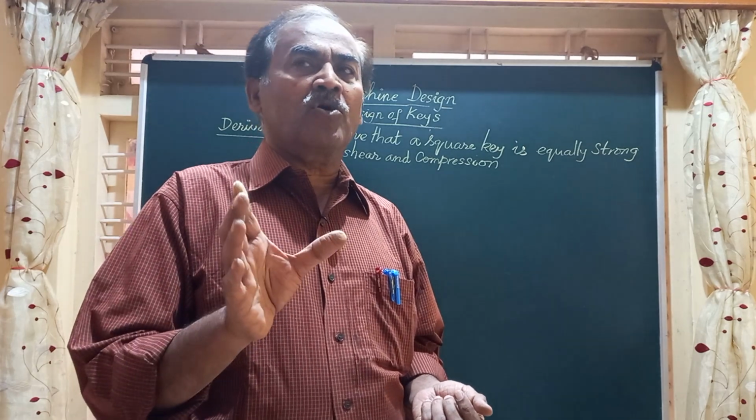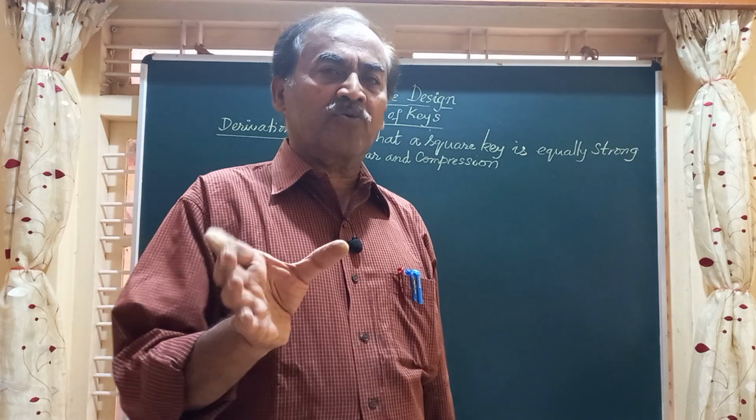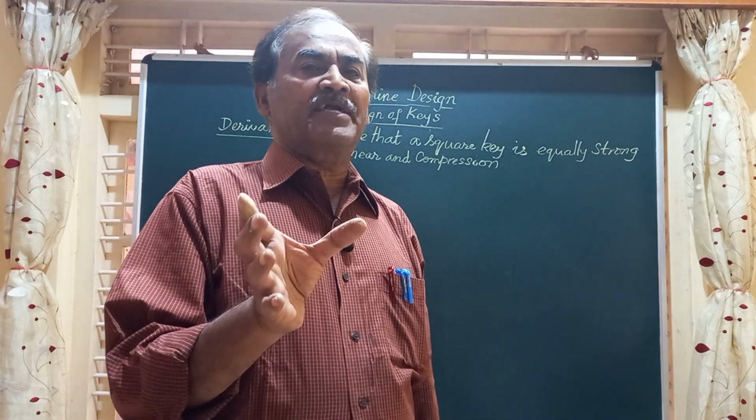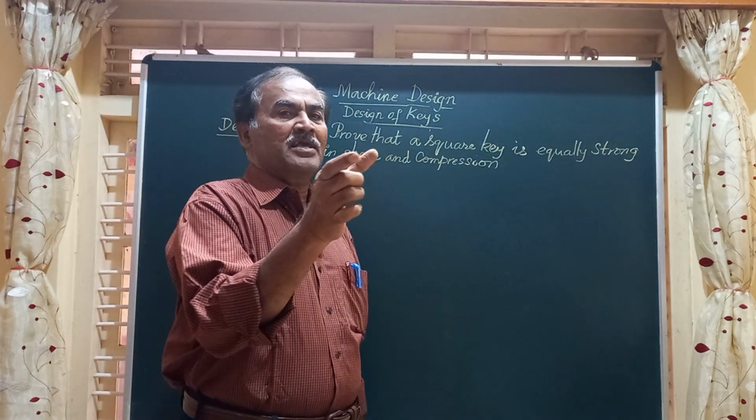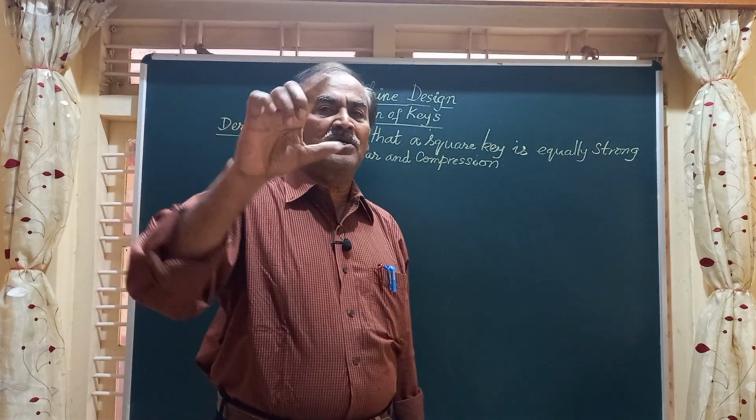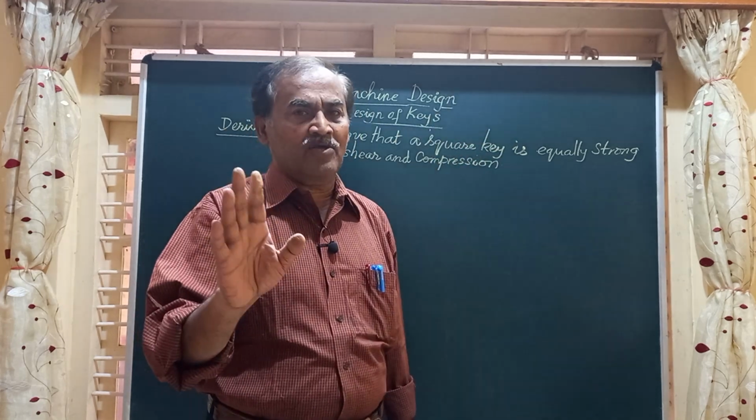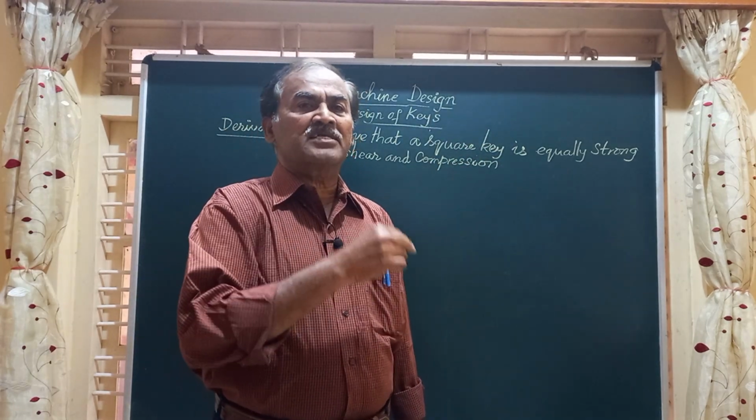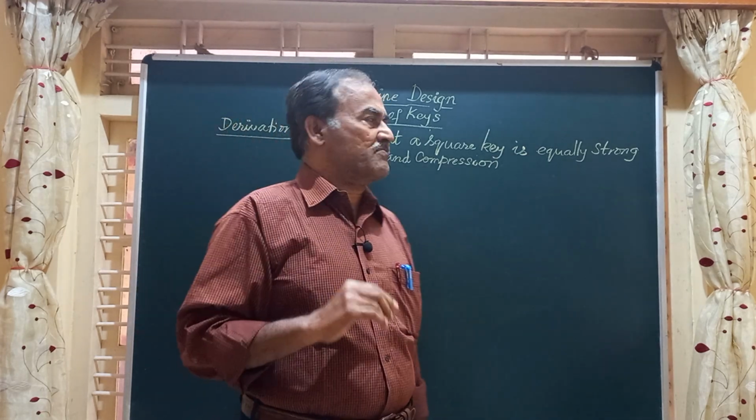First of all, we should know what a square key is. Friends, by definition, a square key is a machine element having a square cross section. That is, it will have width b and height h. Width is b, height h, and the length of the key will be L. And here, since it is a square key, b is equal to h. So we should remember this concept very well.